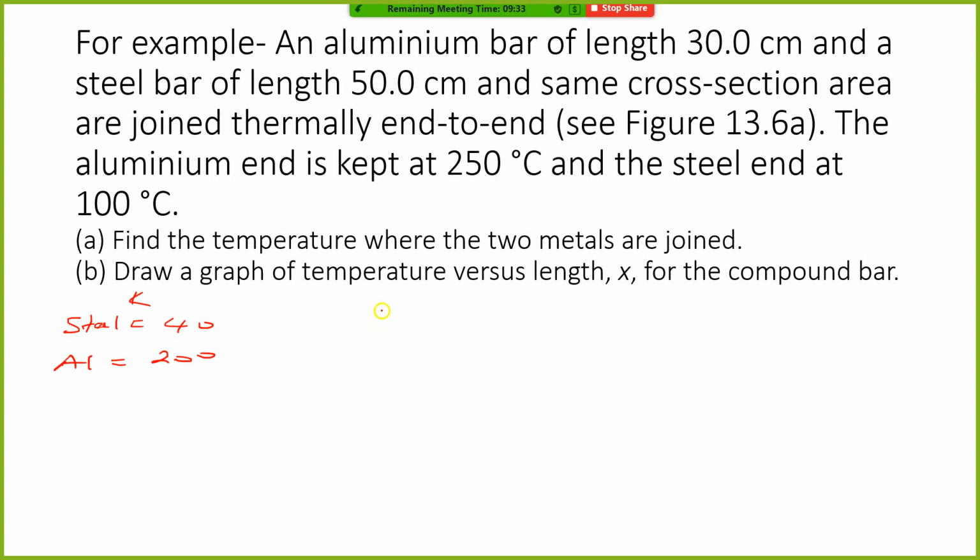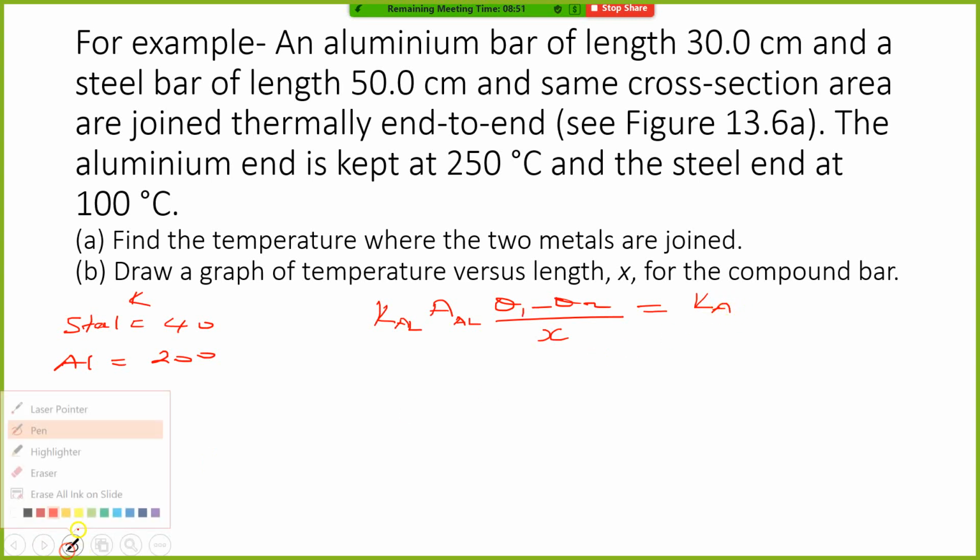So this is for the rate of heat transfer for aluminum. This is going to be K of aluminum times the area of the aluminum times the temperature difference, which is theta 1 minus theta 2 divided by x, right? And that is equal to K, this is for steel.